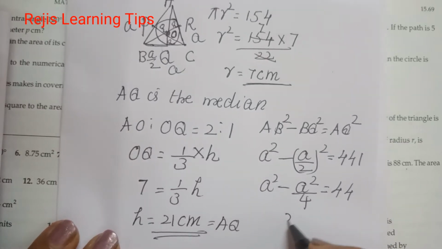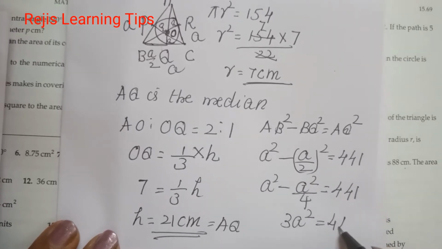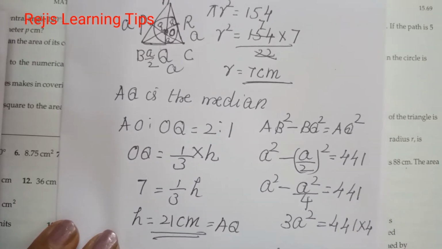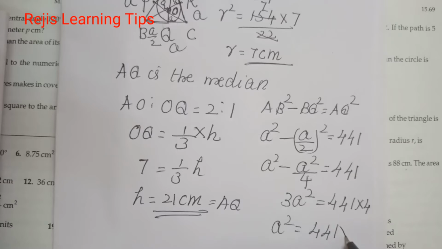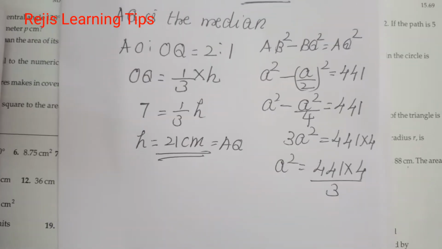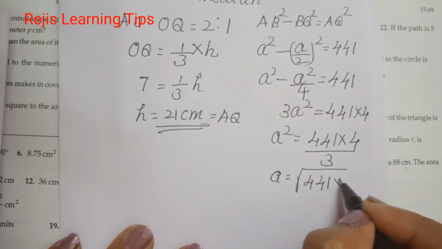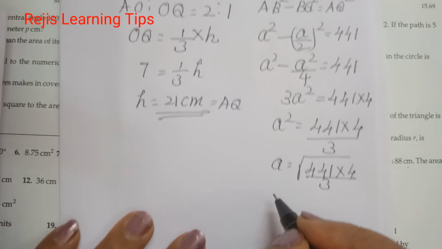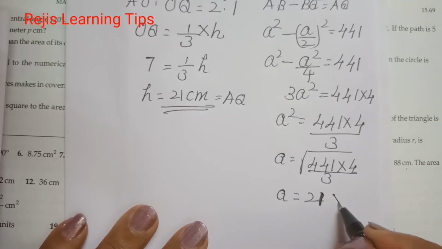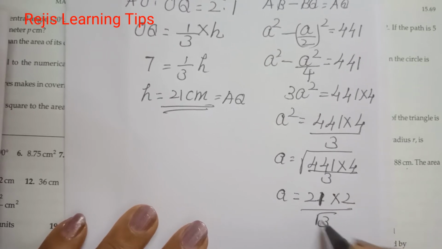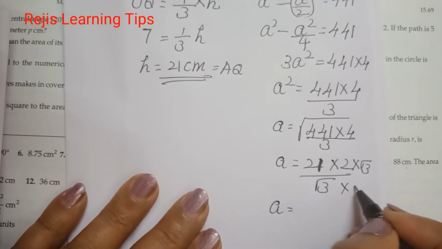4A square minus A square means 3A square is equal to 441 into 4. Therefore, A square is equal to 441 into 4 divided by 3. Therefore, A is equal to root of 441 into 4 divided by 3. Therefore, A is equal to 21 into 2 divided by root 3. So, A is equal to, we can multiply both numerator and denominator with root 3.